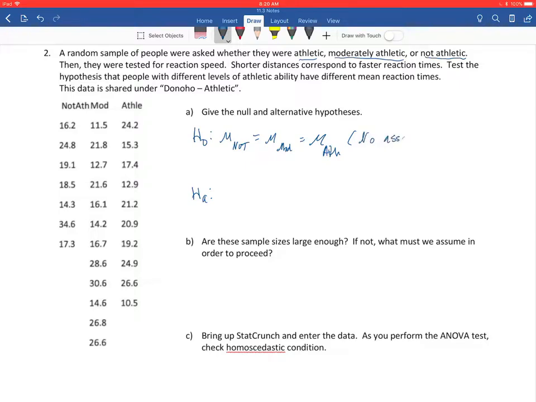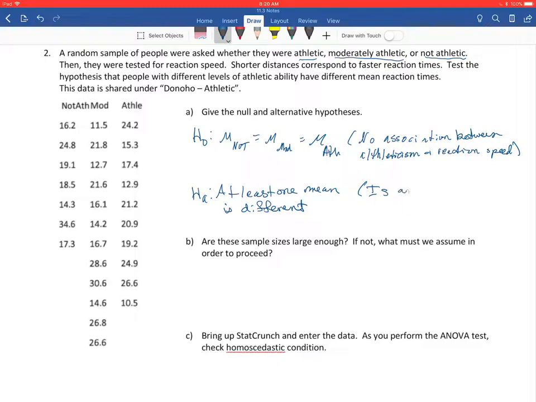And again, that's the same thing as saying there is no association between athleticism and reaction speed. And my alternate is that at least one mean is different, and that there is an association.